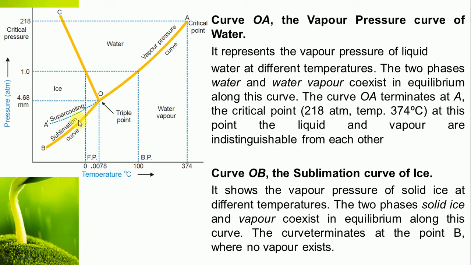The two phases, solid ice and vapor, coexist in dynamic equilibrium along this curve. The curve terminates at the point B. At this point the curve terminates, and after this point, the vapor and solid ice are indistinguishable, and they do not coexist in dynamic equilibrium anymore.